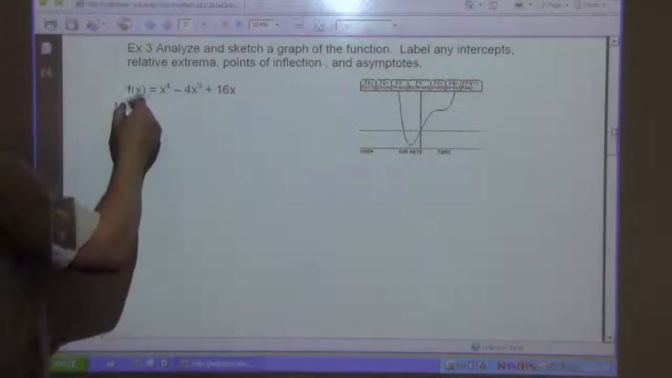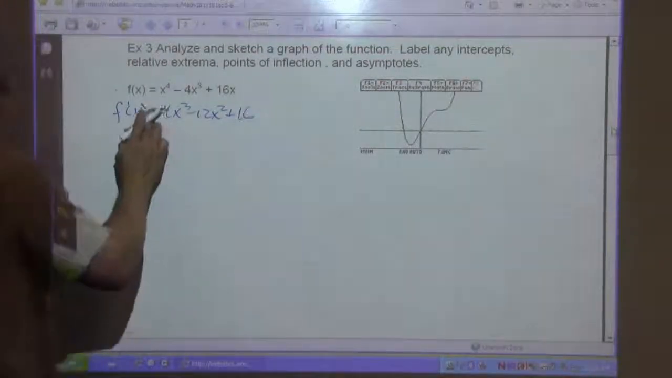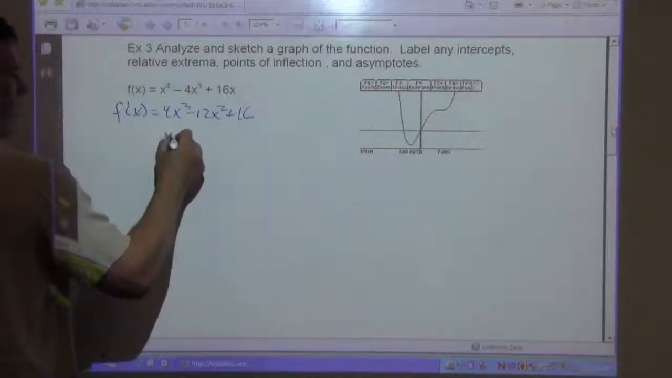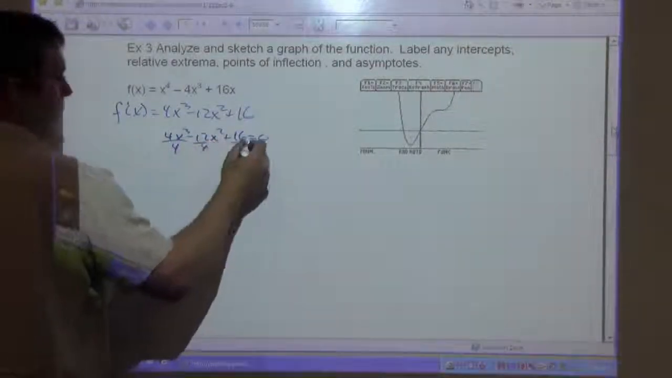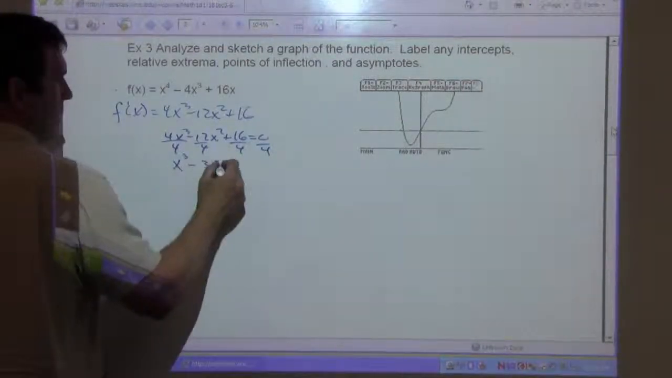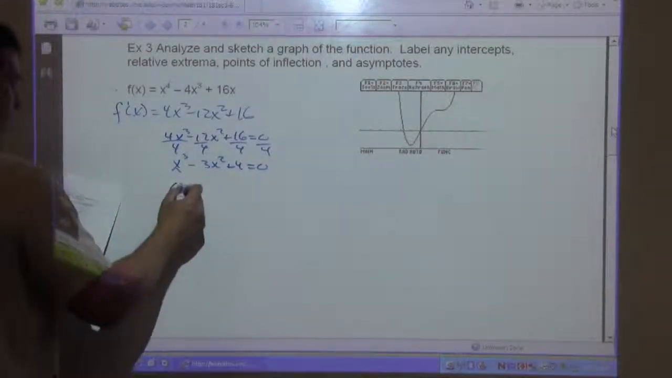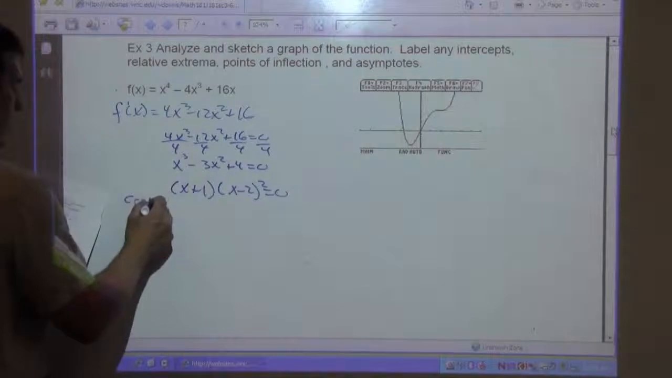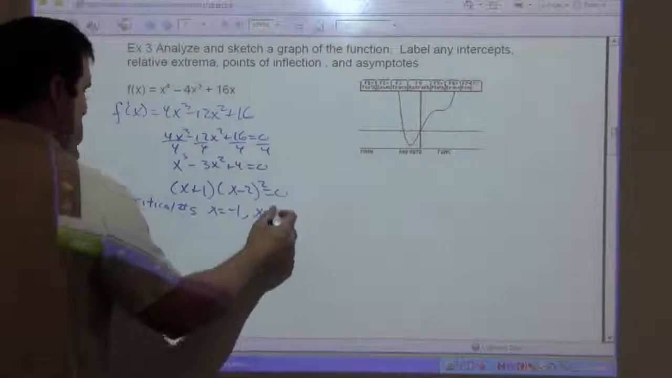Okay, so our first derivative is 4x cubed minus 12x squared plus 16. And our critical numbers, if we set 4x cubed minus 12x squared plus 16 equal to 0, and divide everything by 4, it's x cubed minus 3x squared plus 4 equals 0. So that would be (x plus 1) times (x minus 2) squared equals 0. So our critical numbers are x equals negative 1 and x equals 2.